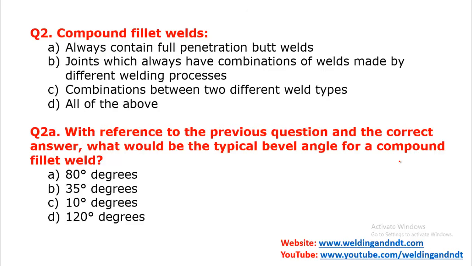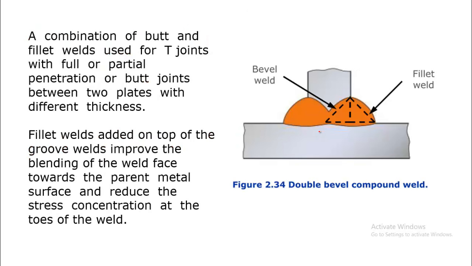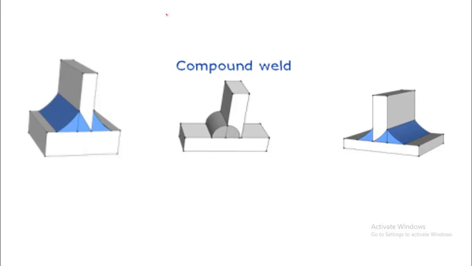Now question number 2, compound fillet weld. So basically, what is a compound fillet weld? Friends, compound fillet welds are nothing but a combination of butt and fillet weld. Like here in the example, you can see in the first picture, this is a T-joint. So the vertical plate is there, and in the vertical plate, a groove has been made from one side, and the blue color is the welding. So what has happened? The groove has been filled by weld. So this is the groove weld, and then this is the fillet weld. So combination of groove and fillet weld will be compound weld.